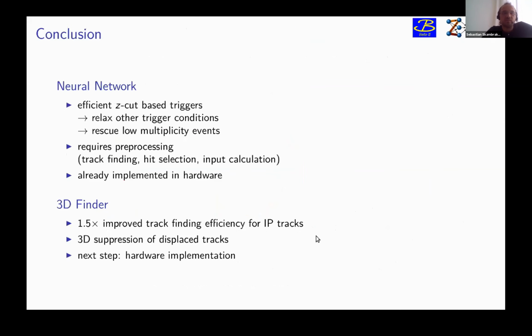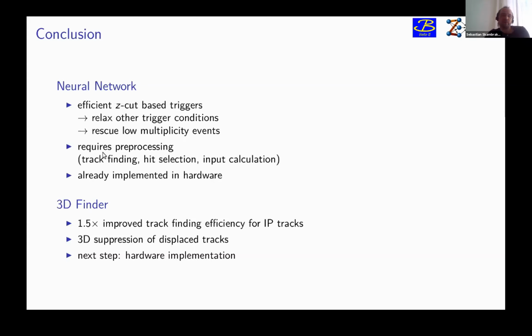Okay, then I come to my conclusion. With this, we have the neural network that we can use to build efficient z-cut-based triggers, and which allows us to relax the other trigger conditions. And we can especially rescue many low multiplicity events which would otherwise be lost, because two-track triggers are already critical. Single-track triggers are very difficult, I would say.